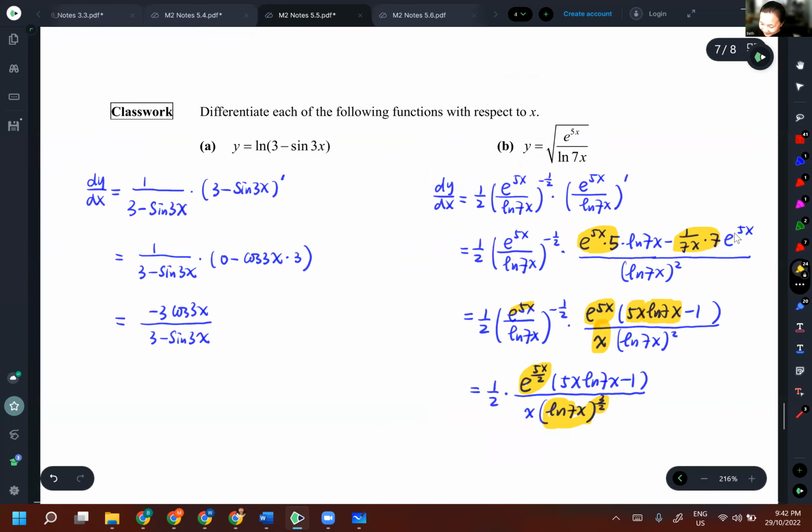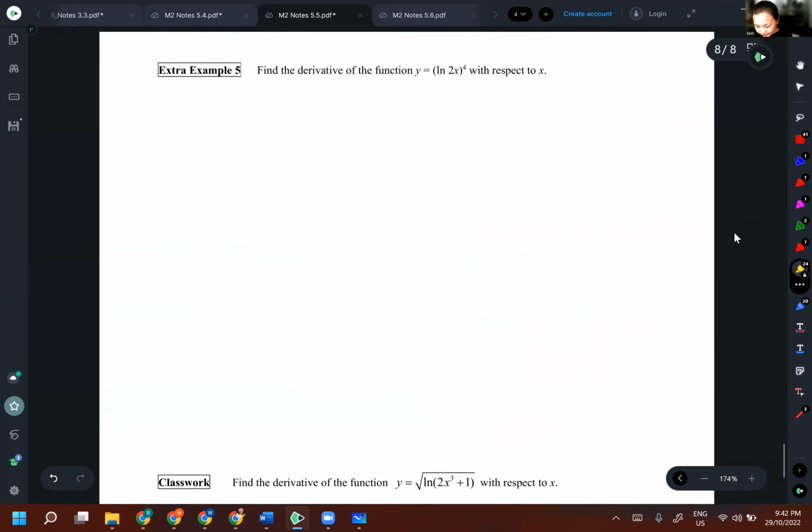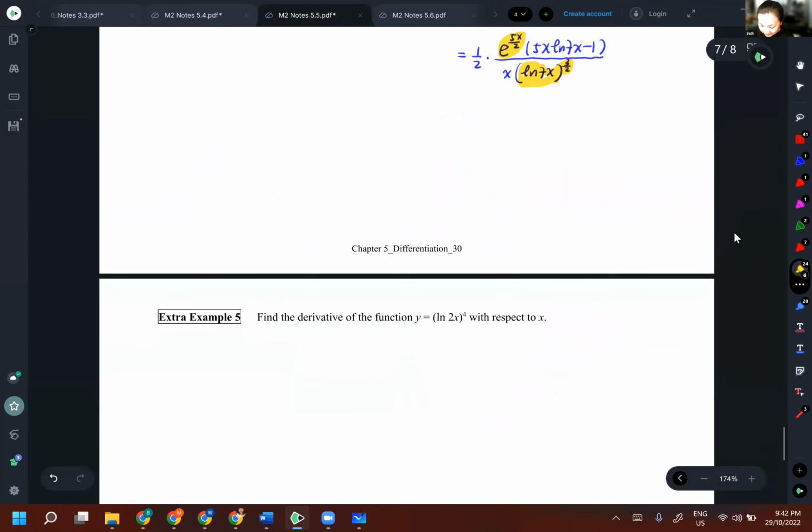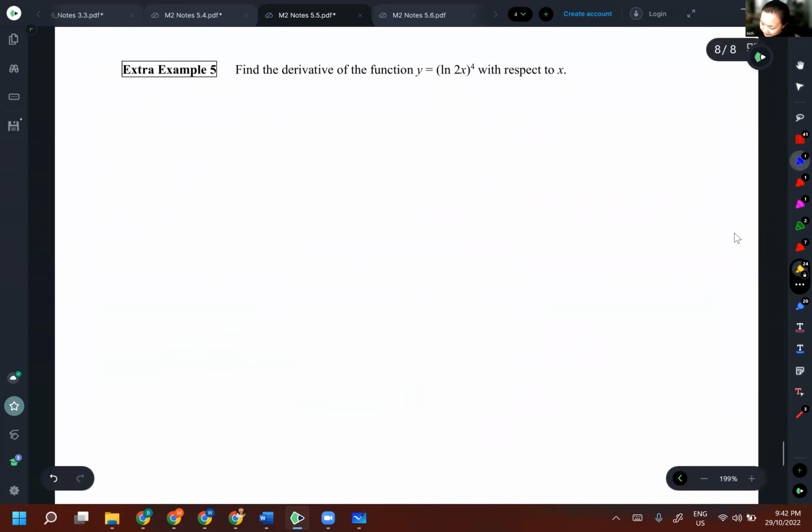Okay. Extra example. It's the end. Find the derivative of the function with respect to x. That's just dy dx. Now here I don't say derivative function because, in short, derivative function and derivative, sometimes we just use them interchangeably.